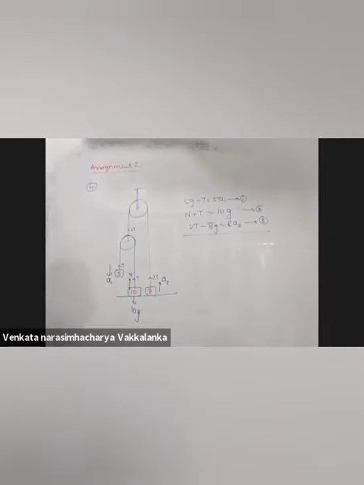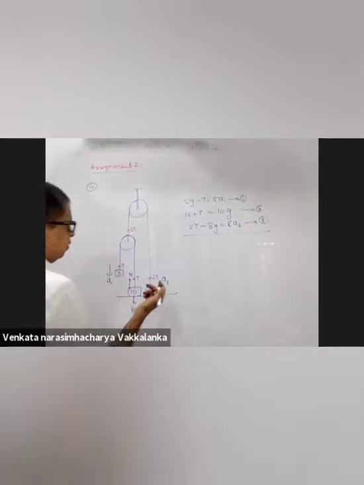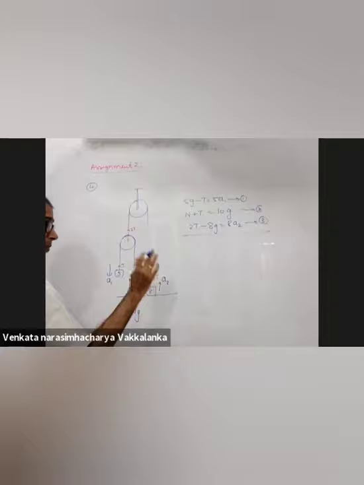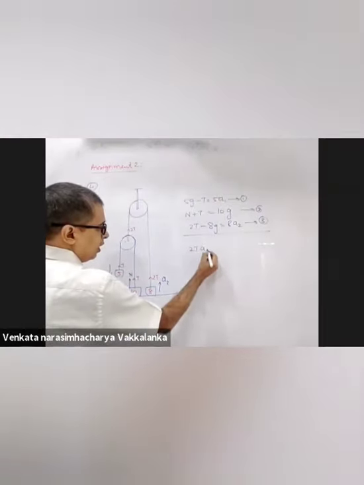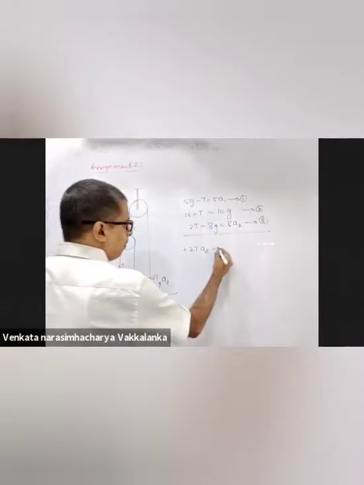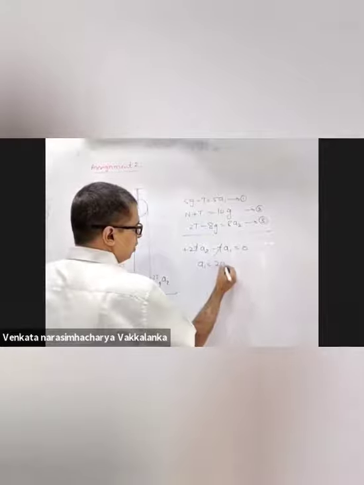Yes, sir. Now, constraint relations. If this is going up, I'll solve using traditional constraints. Technically, you can take 2T into A2 positive minus T into A1 is 0. A1 is equal to 2A2.